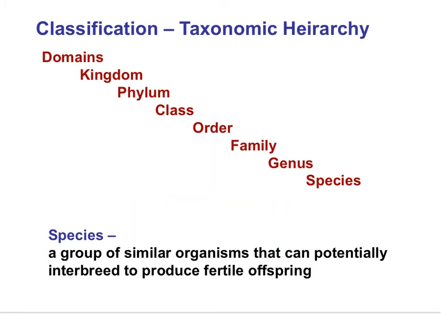Here is the taxonomic hierarchy, from domain, the broadest, most inclusive group, to species, the most specific or singular group. We have domain, kingdom, phylum, class, order, family, genus, species. Doubtful, King Philip came over from Great Spain.